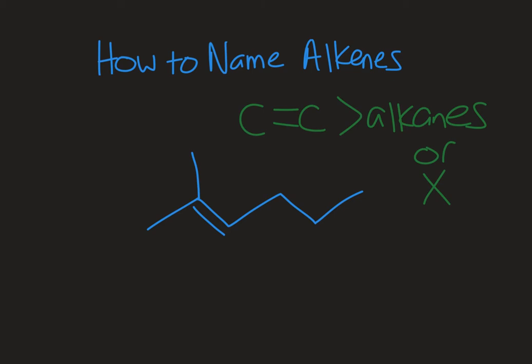possible. So I'm still going to find the longest chain. I have to start from an end, but I can start from the left-hand side or the right-hand side. And if I start from the left-hand side and number 1, 2, 3, 4, 5, and 6, then I would get a 2 locant for my double bond. If I had started on the right-hand side, however, the locant that I would get would be a 4. So we want to give it priority. So we're going to start from the left-hand side so that it has a locant of 2.